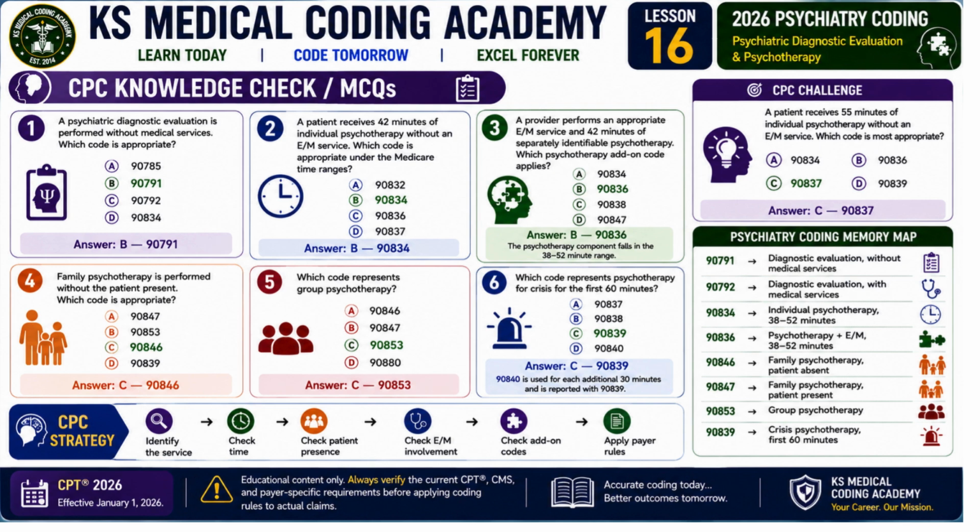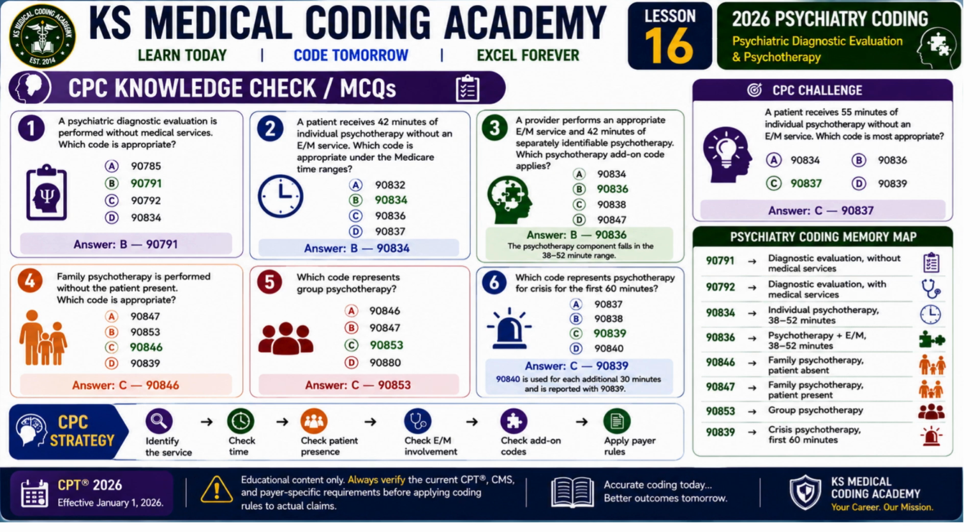Here is your psychiatry coding memory map. 90791, diagnostic evaluation without medical services. 90792, diagnostic evaluation with medical services. 90834, individual psychotherapy, 38 to 52 minutes. 90836, psychotherapy with E/M, 38 to 52 minutes. 90846, family psychotherapy, patient absent. 90847, family psychotherapy, patient present. 90853, group psychotherapy. 90839, crisis psychotherapy, first 60 minutes.